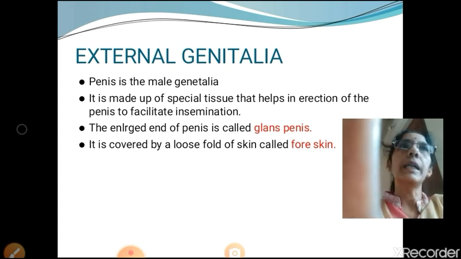And then you have studied the accessory duct system, the accessory gland system, as well as the external genitalia.